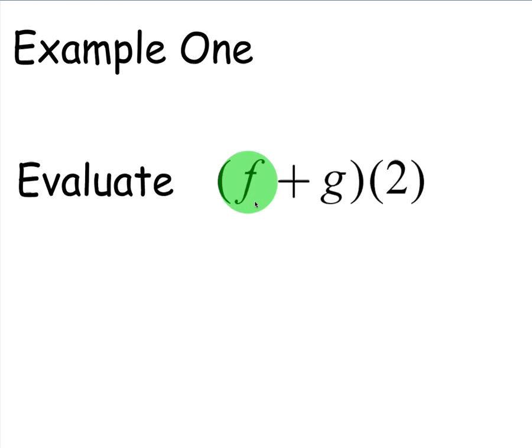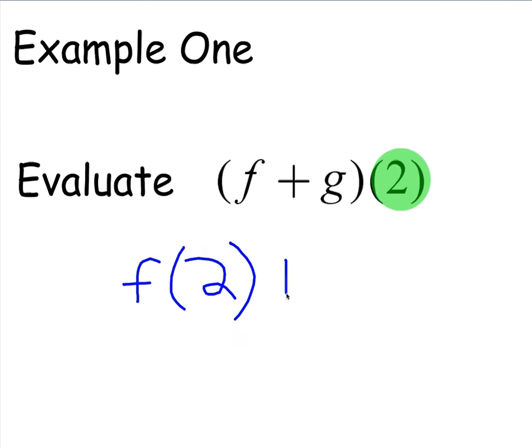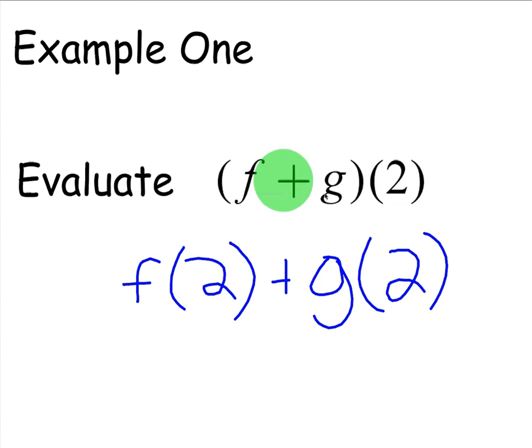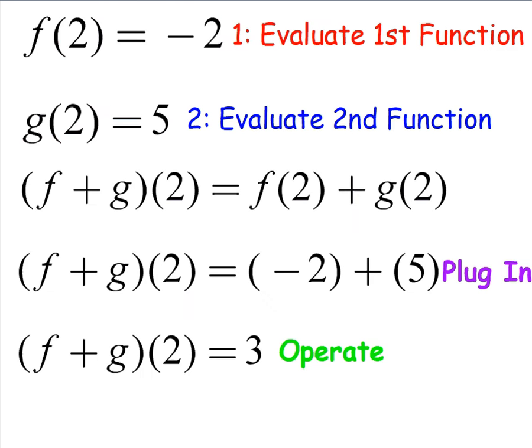It says evaluate f plus g of 2. Now remember, there's another way of writing this that might make a little bit more sense to you. It's going to be the same thing as f of 2 plus g of 2. Sometimes it's just written this way in a more succinct fashion, but they mean the same thing. So we're going to find f of 2 plus g of 2, and that's all you have to do. So let's take a look at our steps.